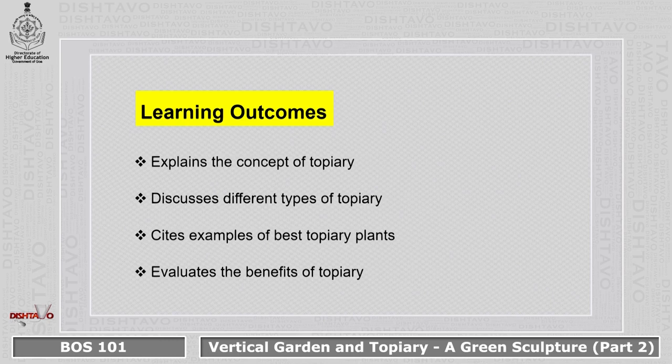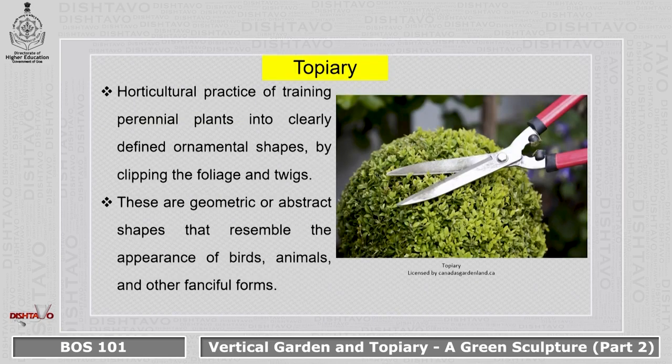The student will learn the concept of topiary. This module discusses different types of topiary that are available. It also cites examples of the best plants that can be used for topiary, and it evaluates the benefits of topiary. Now, topiary, as you can see in the picture over here, is being cut, it is being pruned, in a way it is required to be done.